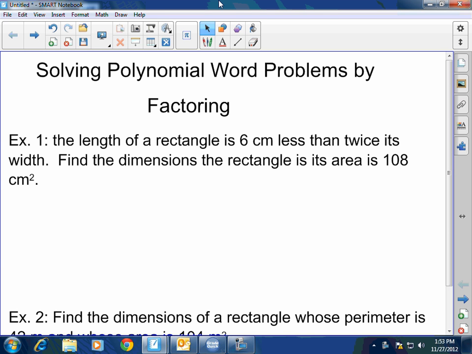We're going to be talking about solving word problems, polynomial word problems, by factoring. Now, I'm going to give you the warning right now immediately. Some of these word problems are going to render us with very, very difficult things to factor. Sometimes almost impossible to factor. You would need to use a skill called completing the square or a formula called the quadratic formula.